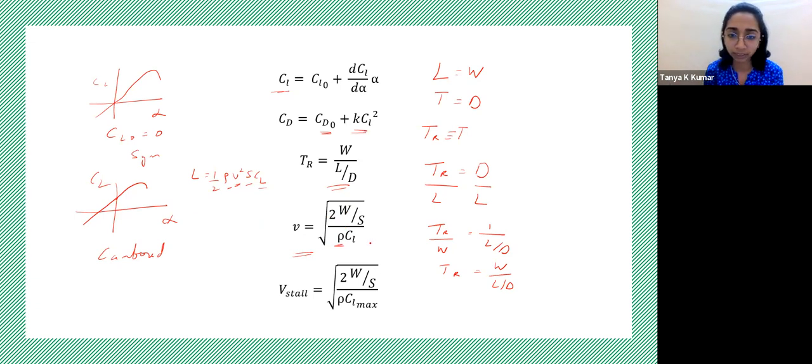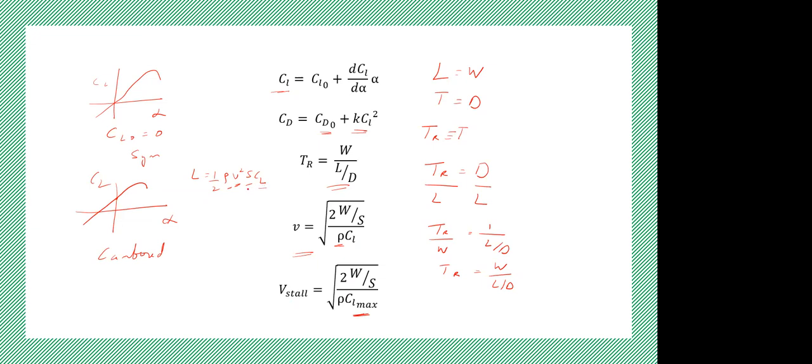Now in the same equation, if you plug in CL max instead of CL, you get the V stall. Can anyone tell me what V stall is? V, I said, is the free stream velocity. If you replace CL with CL max, what is V stall? It is the minimum speed which is required to maintain L equals W.